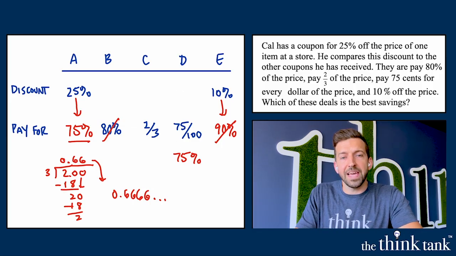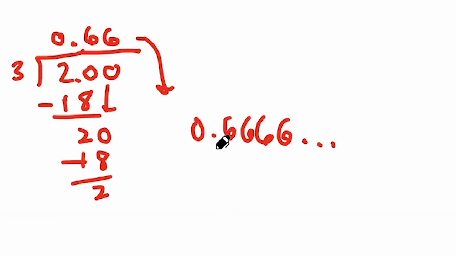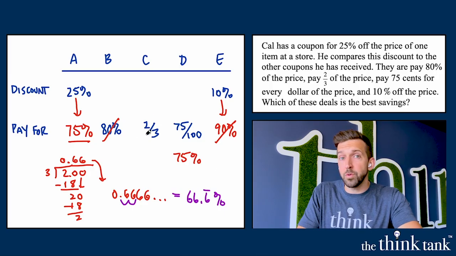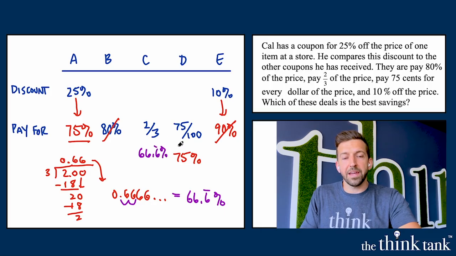But I want to convert that into a percent so I can actually compare all these things apples to apples. What do we do? Let's move the decimal 2 places to the right. So 0.66666 is really 66.6 with a bar over it percent. So to complete our table here, if I'm paying for 2/3 of the item, I'm really paying 66.6% of that item's price.